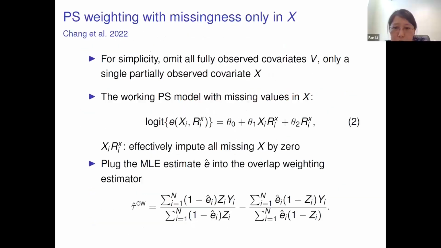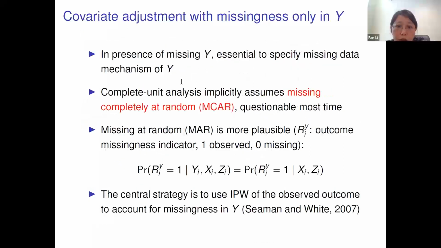So my first relatively simple question was: if I have missingness in X and I still want to do covariate adjustment, but use weighting, how should I do it? That solves this question. But then the next question becomes, what if you have missingness in Y? Of course, what I really want to do is to solve the missingness both in X and Y, but I think it's important to first do the problems one by one. So now we move to the second problem.